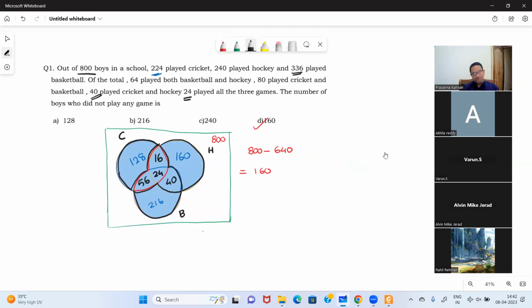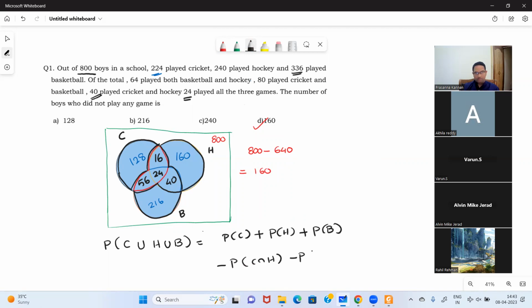In this particular question, the formula may be slightly faster. So people who played cricket or hockey or football or basketball, it's like A union B union C, which would be nothing but P of A plus P of B plus P of C minus P of A intersection B minus P of B intersection C minus P of C intersection A plus P of A intersection B intersection C. Right.